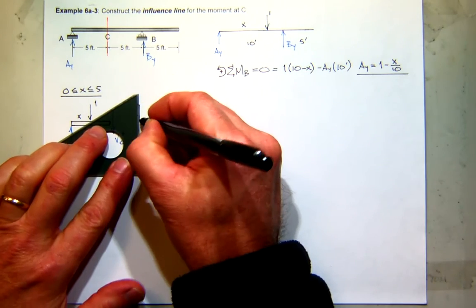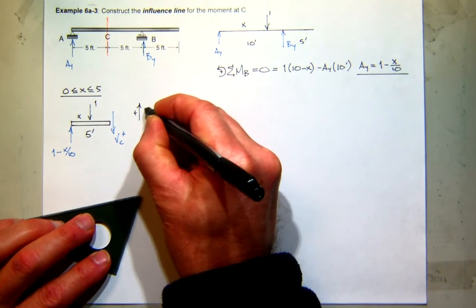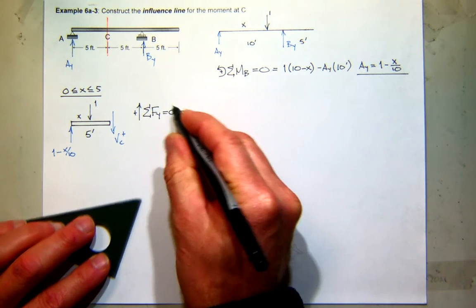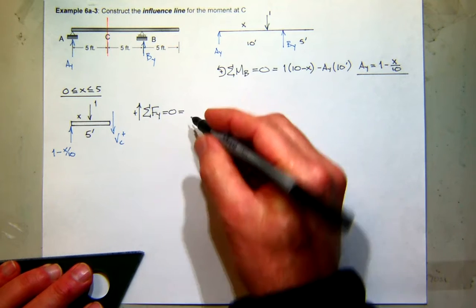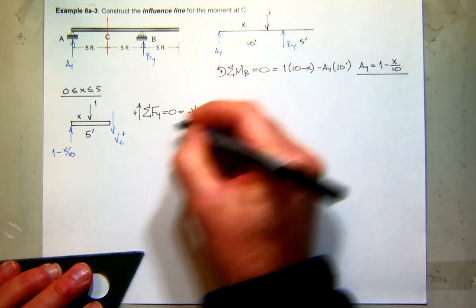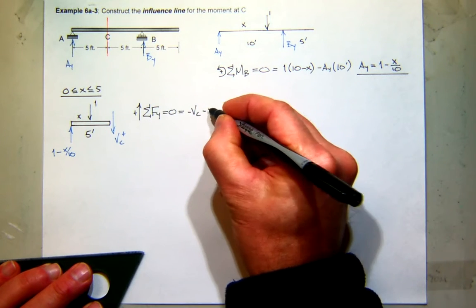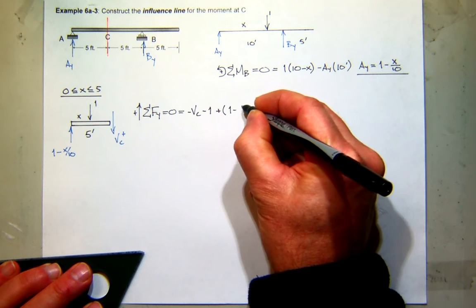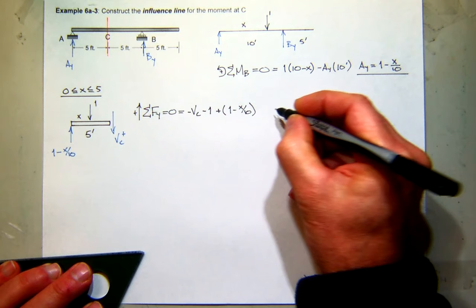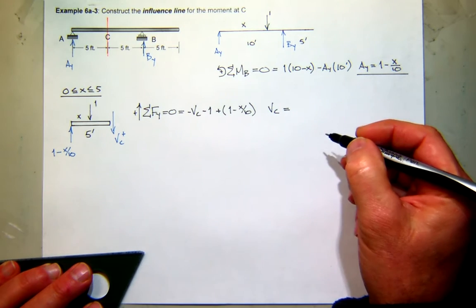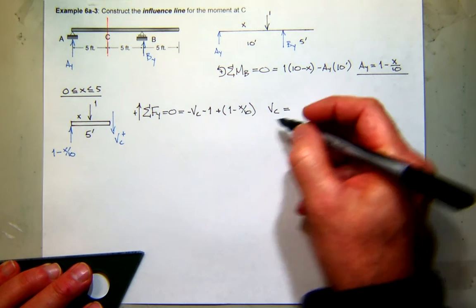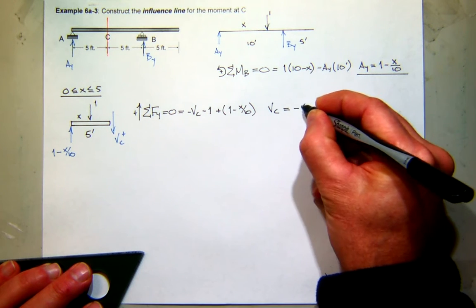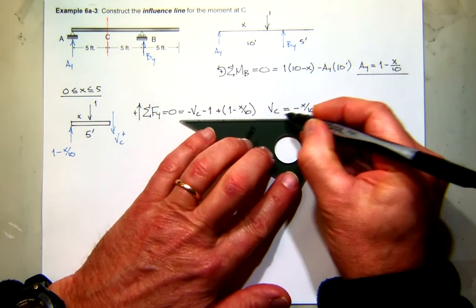Well, we'll do that by summing forces in the y direction. Make sure everything's in equilibrium. So the shear is down, so that's negative. My unit load is down, that's negative. My AY is up, that's positive. So what's the shear at C? Negative x over 10. Yeah, so this goes to the other side. The negative one, the positive one cancels. You get x over 10. Negative, right.